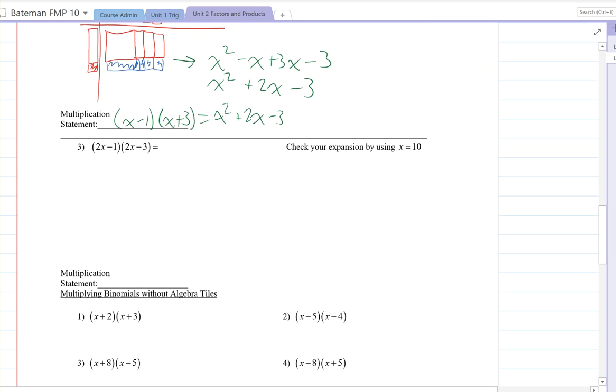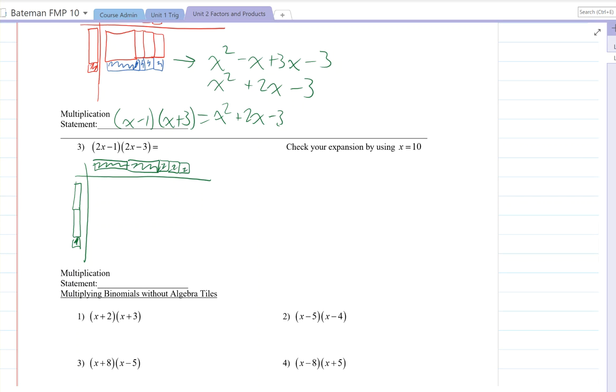Okay, let's try the next one. Drawing it. 2x minus 1, I'm just going to put here. Again, it could go on the top. It doesn't matter. That's the difference between 2 times 3 and 3 times 2. There is no difference. So it's exactly the same. 2x minus 3, so there's 1, there's 2, and then we go minus 1, minus 2, minus 3, shade them in for negatives. And so then we do our multiplication.